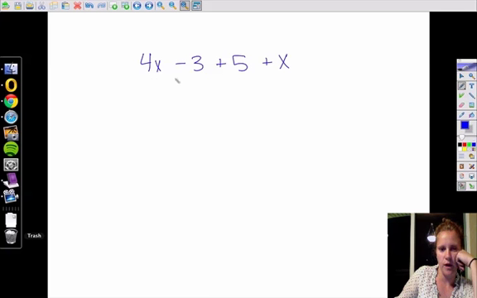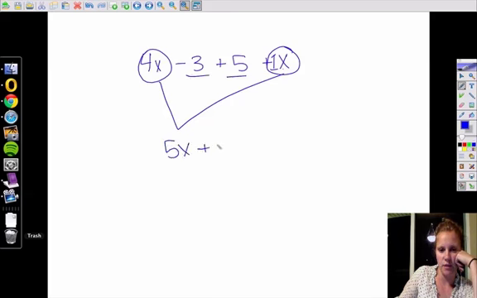Well, 4x and this x, how many x's are here? This is just one x. When there's no number in front of it, that's an invisible 1 because there's one x. 1 times x is going to be whatever x is. So we can combine that. That all together is 5x's. Negative 3 and positive 5 gives us a positive 2.